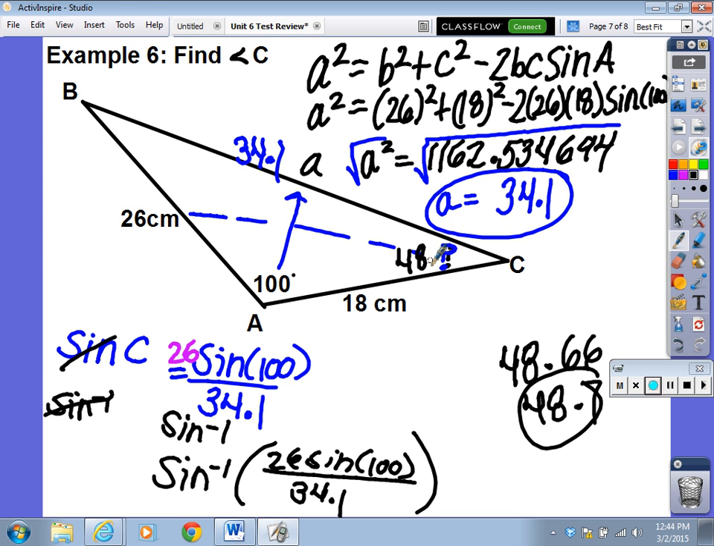Then it would be easy to find angle B now, wouldn't it? We don't want to, though, so then we're done. But we could, because we do 180 degrees minus 100 minus 48.7. Questions on this?